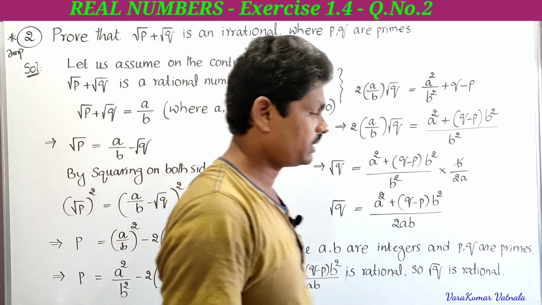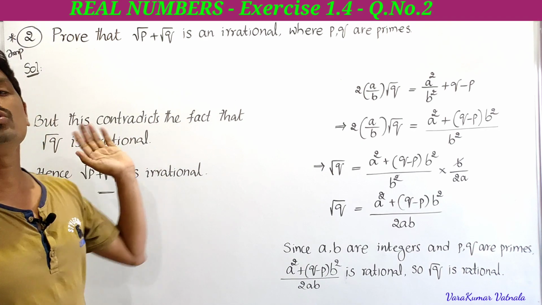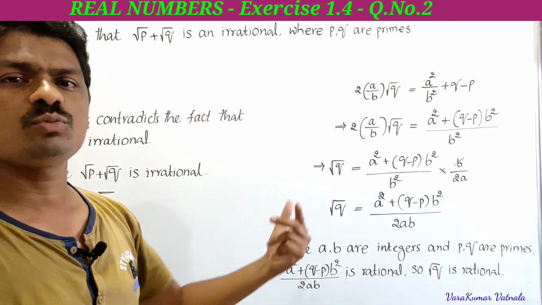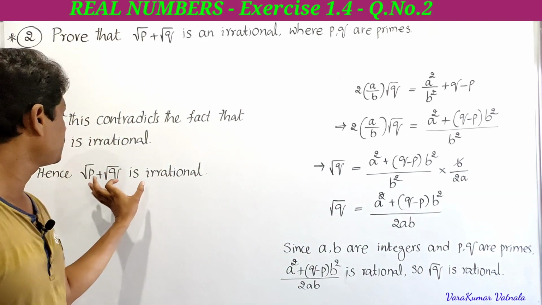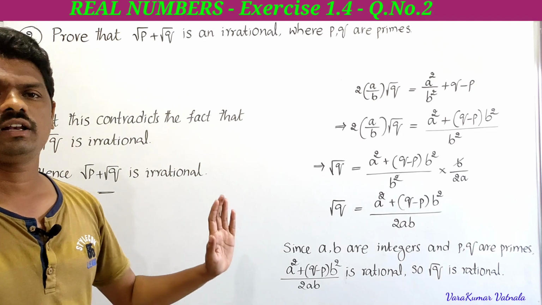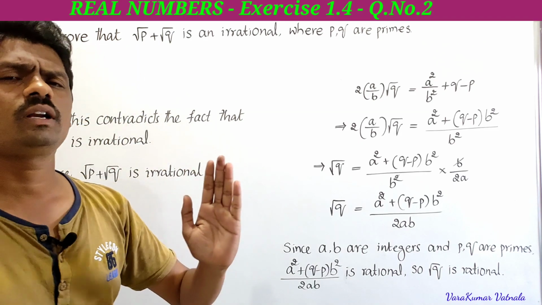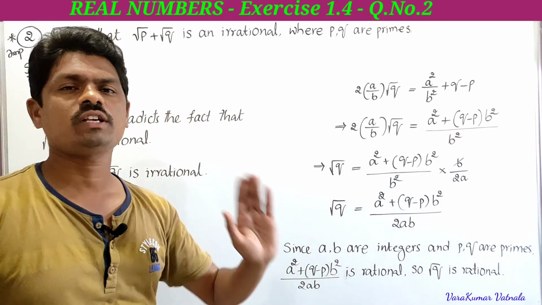See here, but this contradicts the fact that root q is irrational. This has arisen because of our wrong assumption. Therefore, we can say that root p plus root q is irrational. So like this, we can prove it is irrational. So, very important. So this is the second problem in the 1.4 exercise.